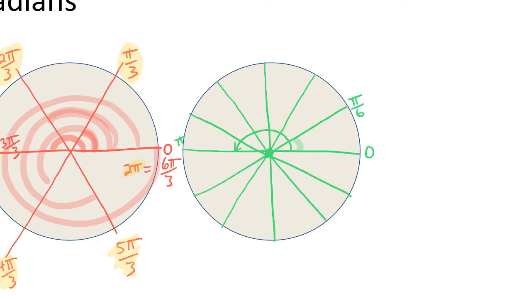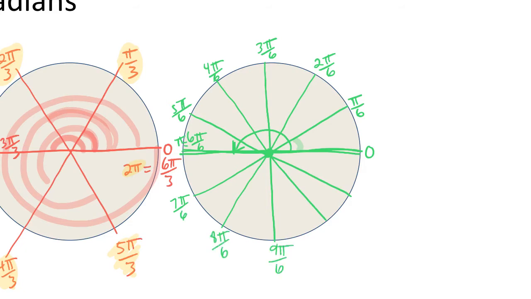Because all the way across from here to here would be a full pi, and we're taking that pi, which is just the top half of the circle, and cutting it up into 6 pieces. So this is pi by 6, 2 pi by 6, 3 pi by 6, 4 pi by 6, 5 pi by 6, and 6 pi by 6, 7 pi by 6, 8 pi by 6, 9 pi by 6, 10 pi by 6, and 11 pi by 6.